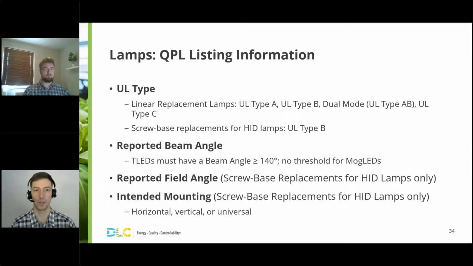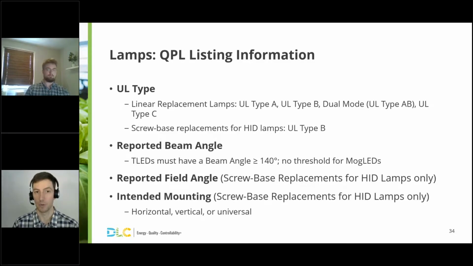So continuing on with the rest of the QPL listing information, each lamp must report their UL type to indicate their ballast compatibility. TLEDs have a few options: type A, B, AB dual, or type C. However, as I mentioned, only type B MOGLEDs are eligible at this point, so that's the only option for them. So that field will show up just so folks know, but that will be automatically selected for those products at this time.